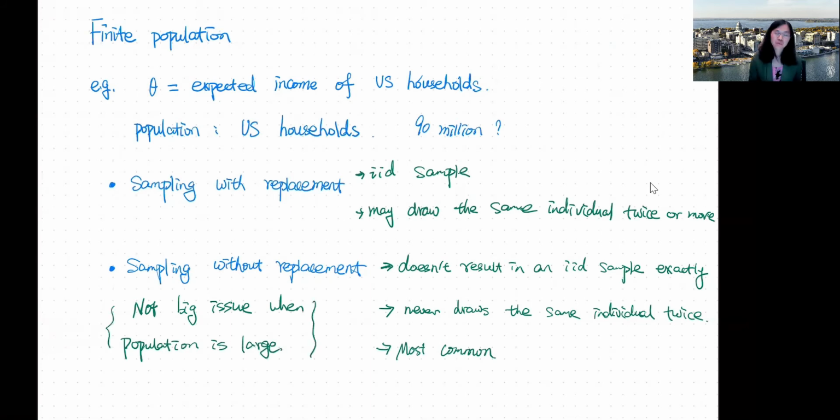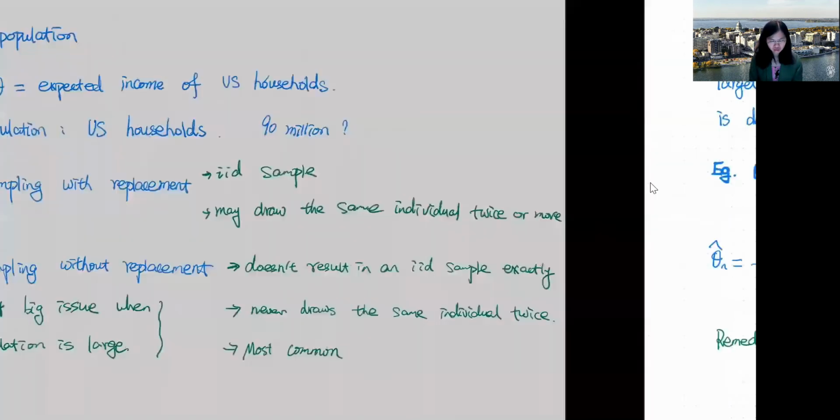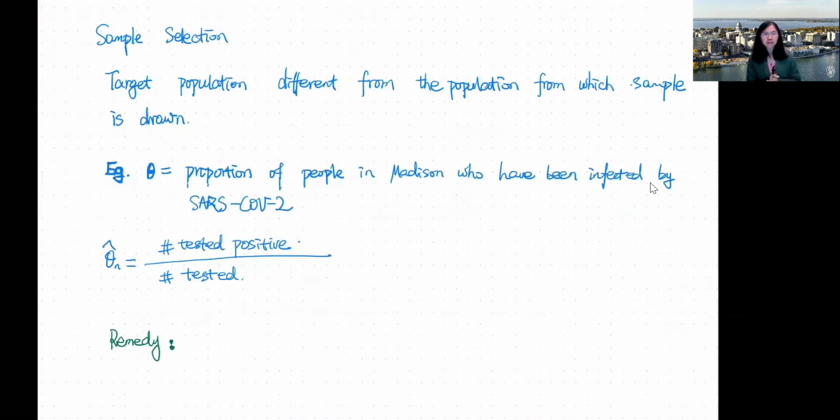So that is why in practice, even though most data sets are sampling without replacement, we still treat it as a random sample. The second issue is more serious. That's the sample selection issue. So what is the sample selection issue?